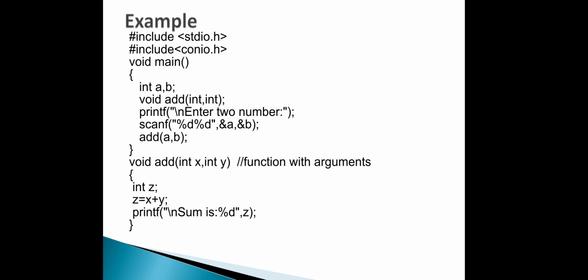The values of actual parameters: see here, the main function contains the actual parameters a, b. A and b are copied into the formal parameters x and y. The values of x and y are added and the result is stored in add, which is displayed on the screen by the called function itself, right?